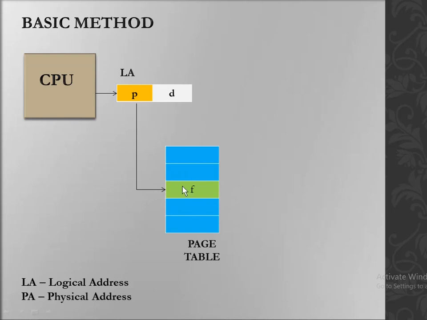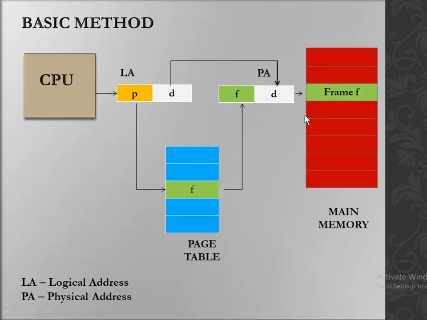Once you find the frame number, add the page offset value d to it. You will get the physical address. Once you generate the physical address, you can invoke the main memory and access that particular frame. This is the paging concept. The size of the frames and the size of the pages are always equal. Please mark this point.